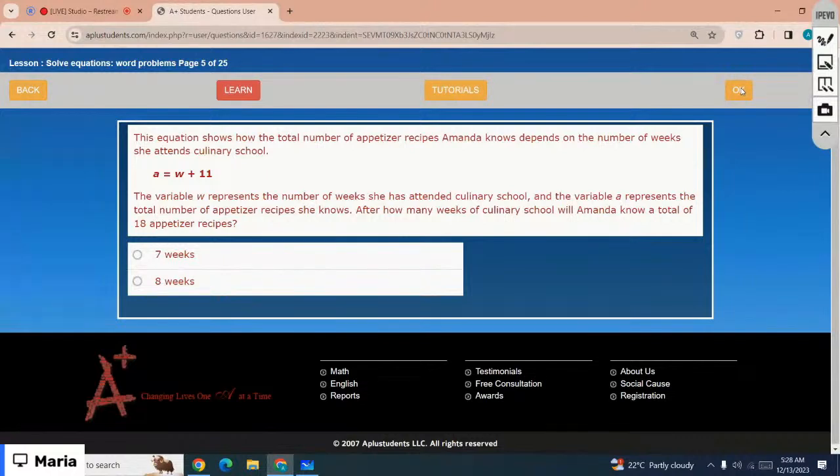You are given the total of appetizers are 18, right? Yes, that means you can make 18 appetizers in 7 weeks. The correct option is 7.